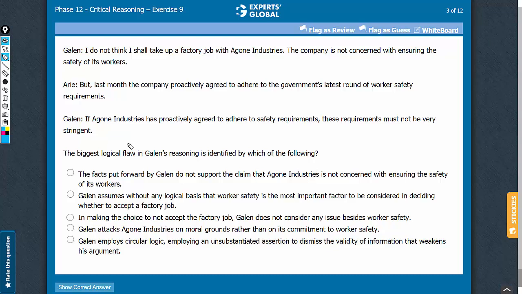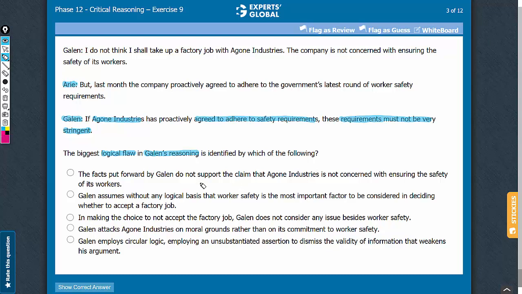This is a logical flaw question and we have to find the flaw in the first person's reasoning. The conclusion is that if the company has agreed to the safety requirements, the requirements must not be stringent. The missing link is not required, and our broad expectation from the correct answer choice is that the first person ignores the evidence presented by the second person and doubts the stringency of the requirements simply because the evidence offered by the second person contradicts the belief of the first person.